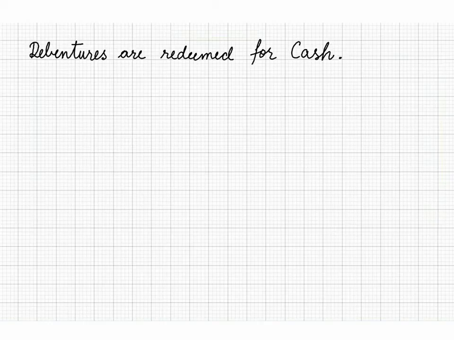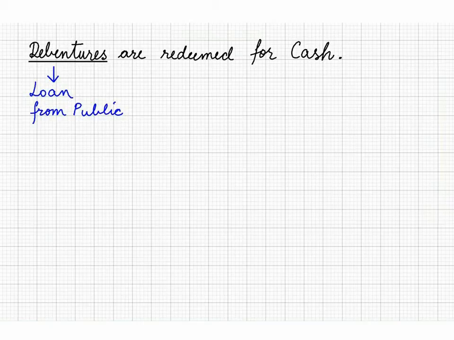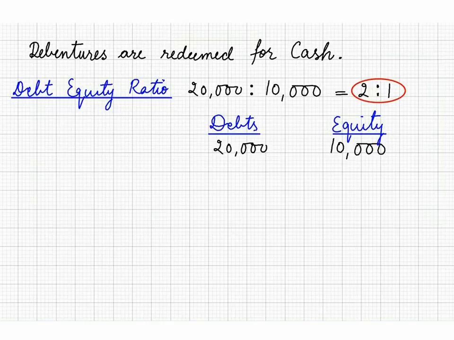Next situation is, suppose debentures are redeemed for cash. Debentures means the company has taken loan from the public and the company has repaid its loan. Debentures means long-term loans from the public. So what will be the effect on debt equity ratio? The best way is you take the assumption, suppose the original debt equity ratio is 2:1. Debts are rupees 20,000 and equity is rupees 10,000 and loan is repaid.